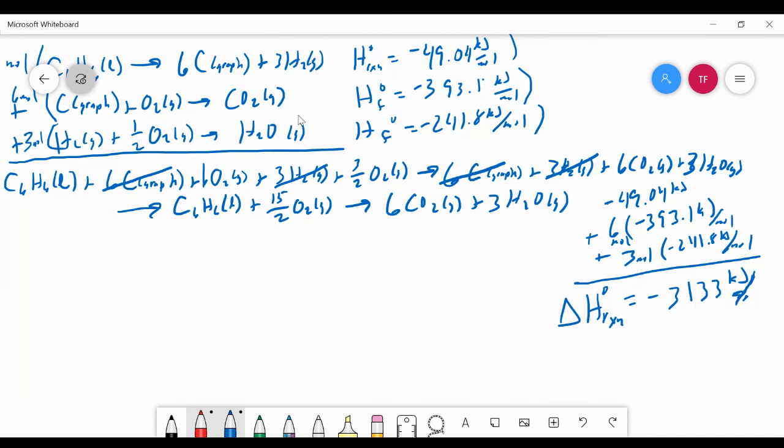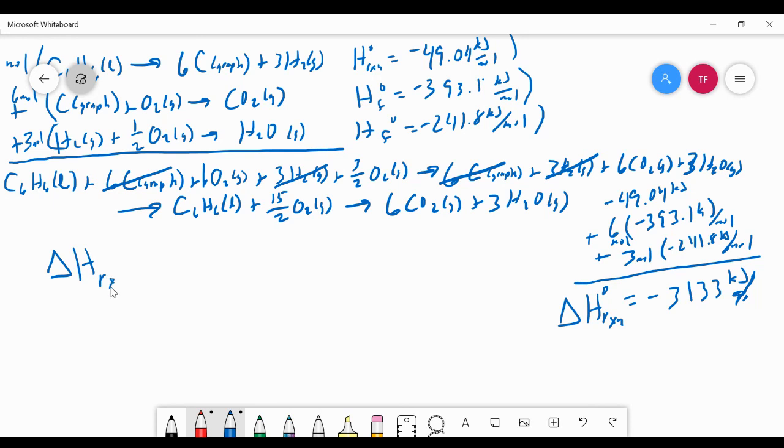Now, that is way too complicated to do every time. You do not have to do all of this work every single time. We're going to use what's called Hess's Law and figure out that all we did was flip the substance that was in the reactants, and then the substances that were in the products, we kept in the products. We didn't flip their enthalpies of formations.